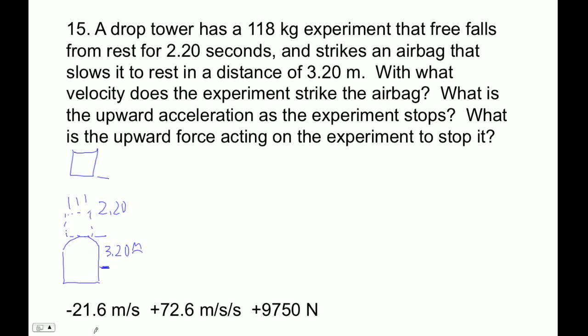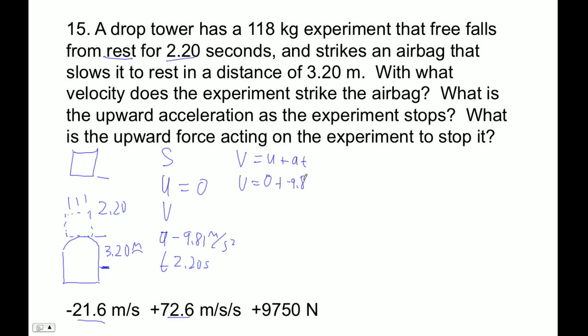Okay, so we're going to solve the first two here. The first thing is, how fast is it going when it hits this airbag? We can SUVAT that. The initial velocity is 0 because it free falls from rest, the time is 2.2 seconds, and the acceleration is negative 9.81 meters per second squared. So I'm going to choose v equals u plus at. The final velocity, which we're trying to solve for, is 0 plus negative 9.81 times 2.2.